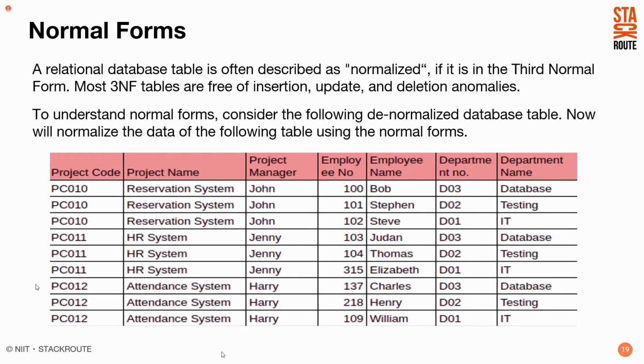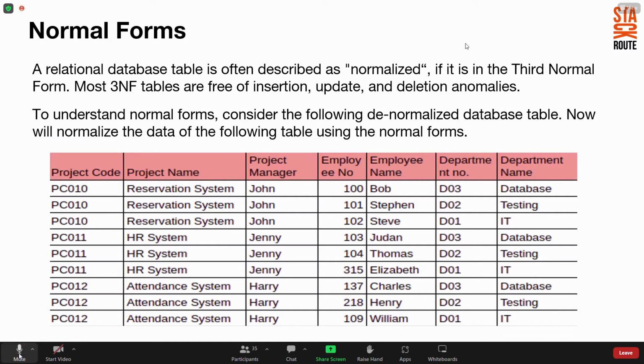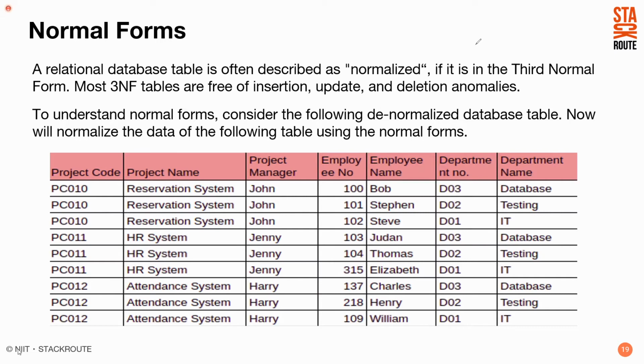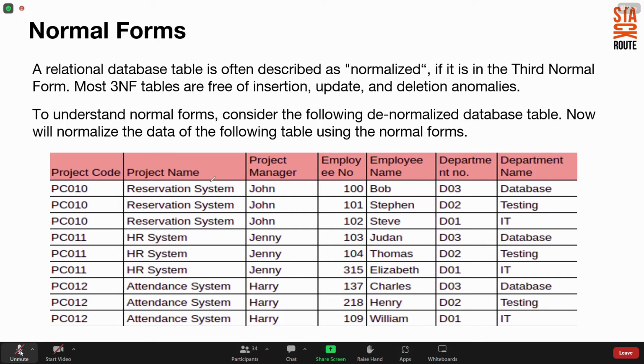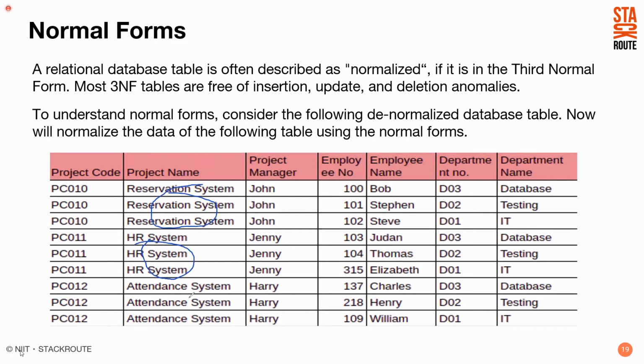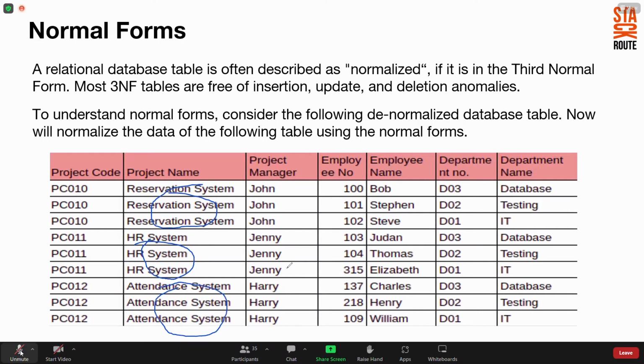Guys, listen. Imagine there is a table, and the table consists of project code, project name, project manager, employee name, employee number, department number, and department name. What is the first problem you are facing in this table? Entry point, primary key. Apart from that, I am able to locate a primary key. What else? Repetition. Everywhere there is repetition.